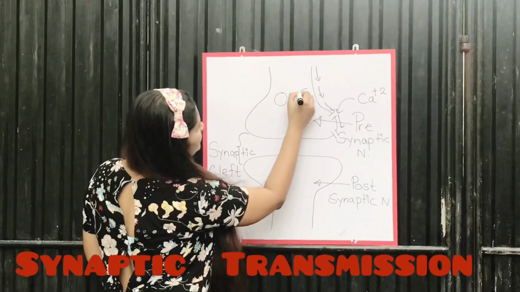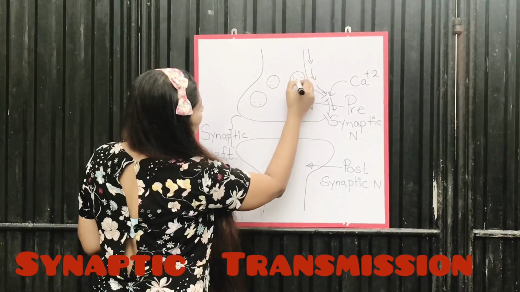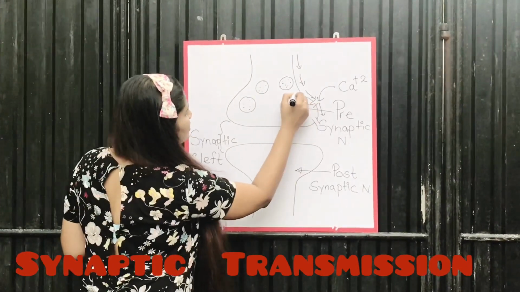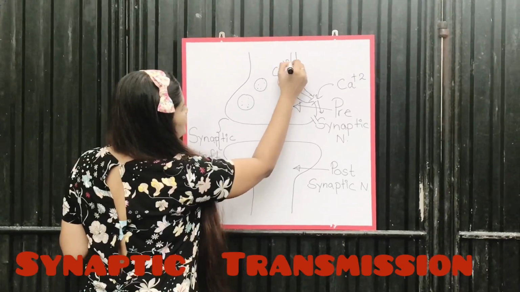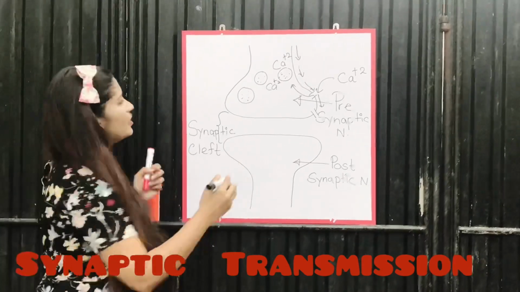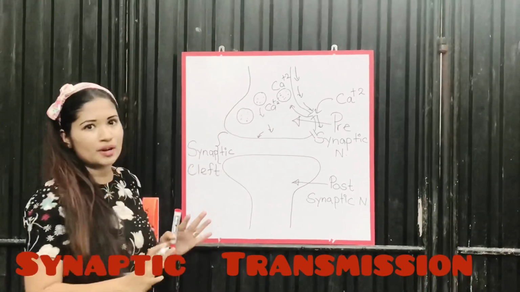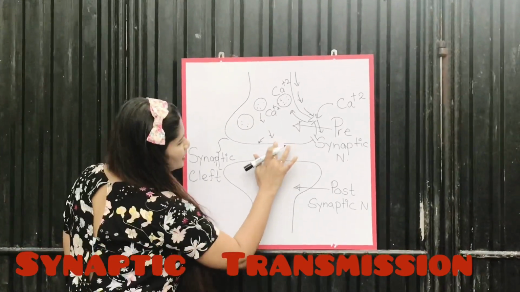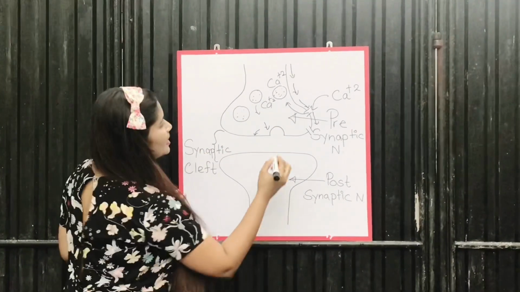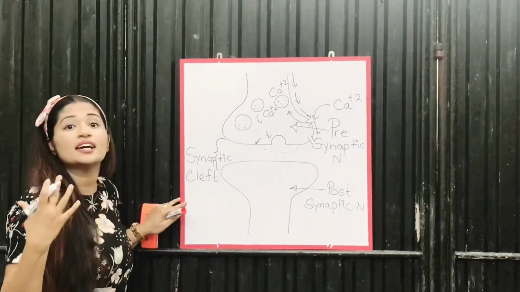Inside the presynaptic neuron, there are vesicles. Inside the vesicles, there are neurotransmitters. With the entry of the calcium ions, what happens? These calcium ions facilitate the movement of vesicles towards the presynaptic membrane. And these vesicles fuse with the presynaptic membrane and release the neurotransmitter into the synaptic cleft.